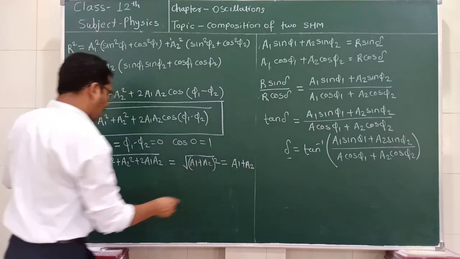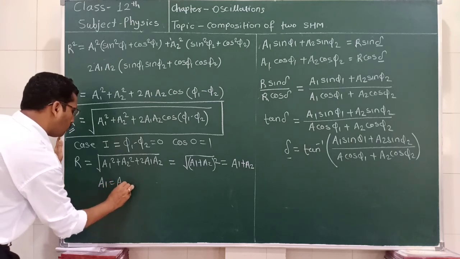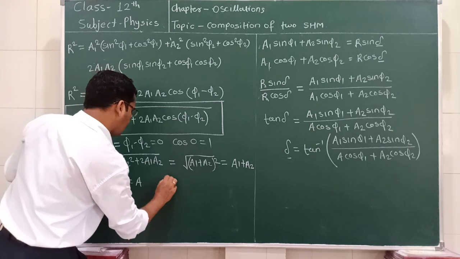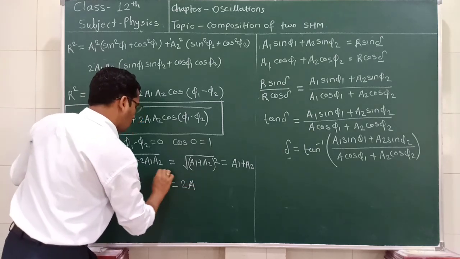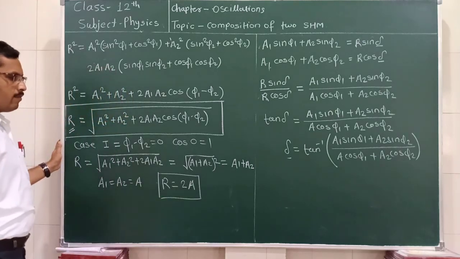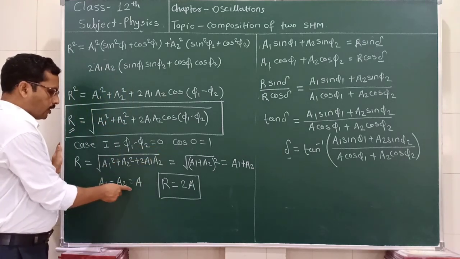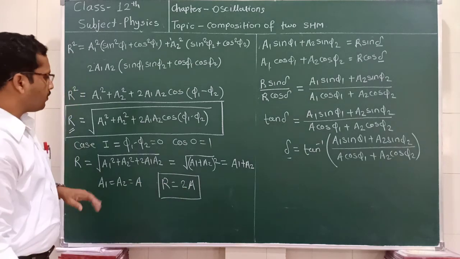If we keep another condition here, that A1 is equal to A2 is equal to A, then we can write this R is equal to twice of A. So when these two conditions combine, phi 1 minus phi 2 is equal to 0 and A1 is equal to A2 is equal to A, then this R is equal to twice A. This is the first case.